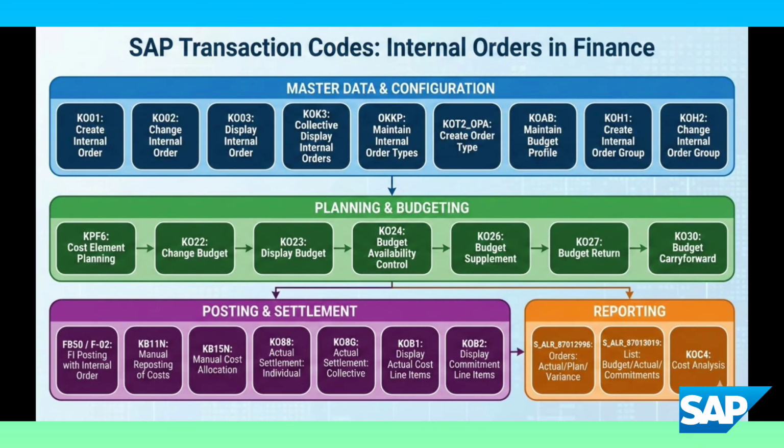Now posting and settlement: FB50 or F-02 for FI posting with internal order, KB11 for manual reposting of cost, KB15N for manual cost allocation, KO88 for actual settlement of an internal order, KO8G for actual settlement collective, KO正 KOB1 displays actual cost line items, and KOB2 displays commitment line items.